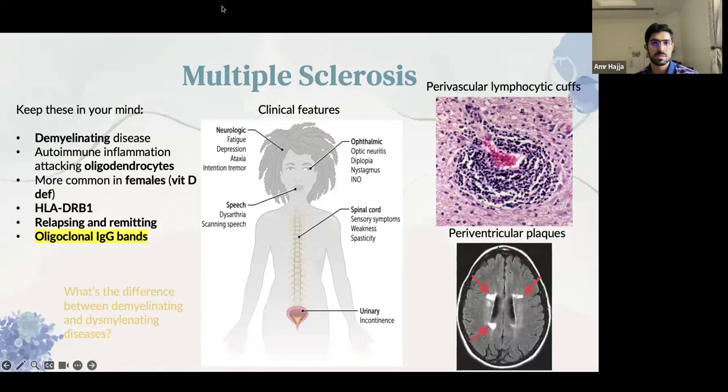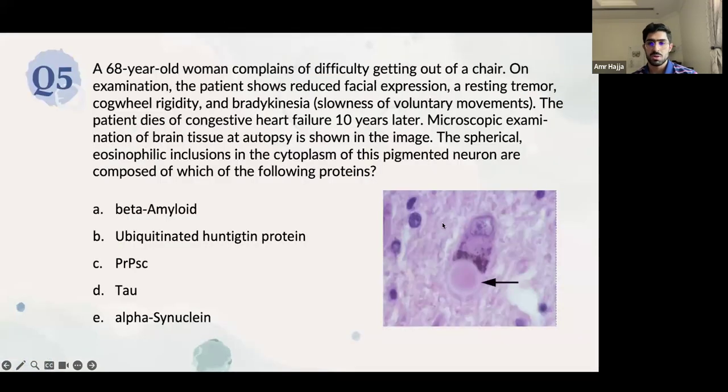Any questions about MS? Here. So let's move on to this question.